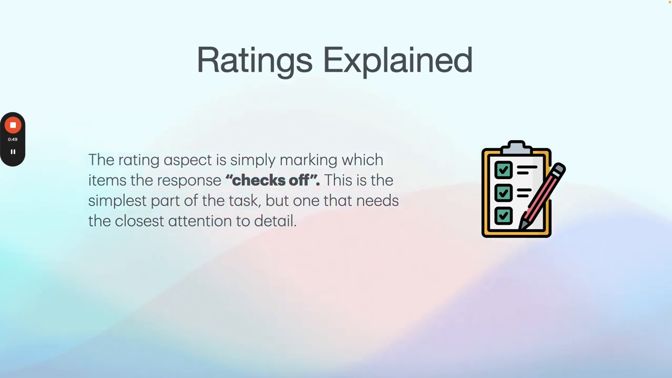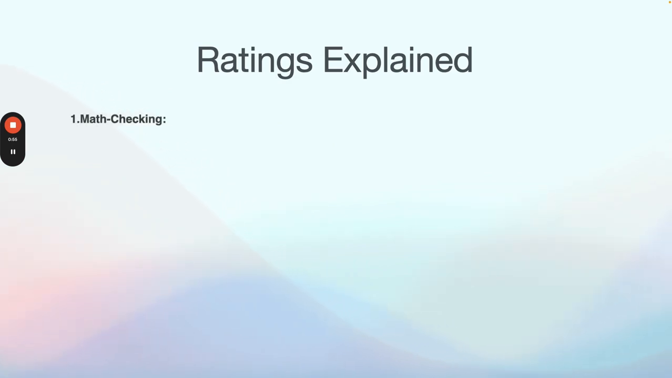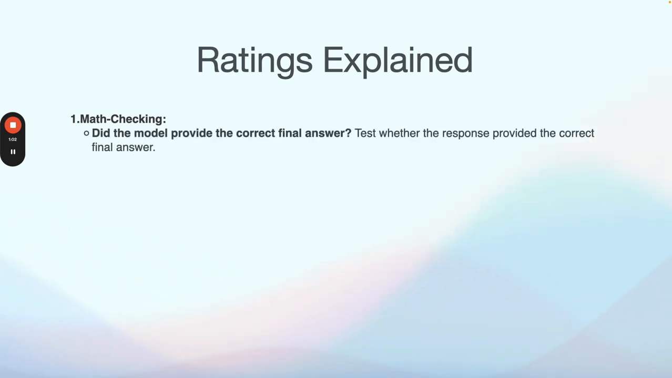So I want to talk specifically about your two roles when rating. You're going to be two things. First, you're going to be a math checker. So the first part is, are you checking the math? The first thing is, did the model provide the correct final answer? Remember, we want prompts that have one correct solution, a final answer, and are solvable. After you wrote your prompt, you wrote the final answer that you thought it should be. So double check quickly if it provided the correct final answer.